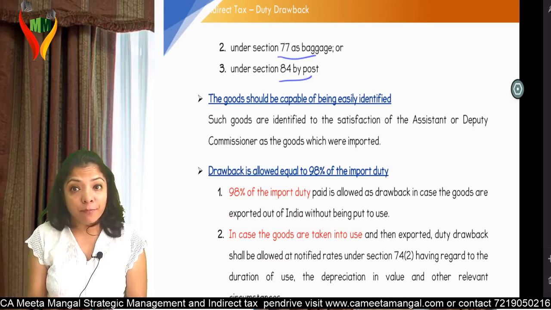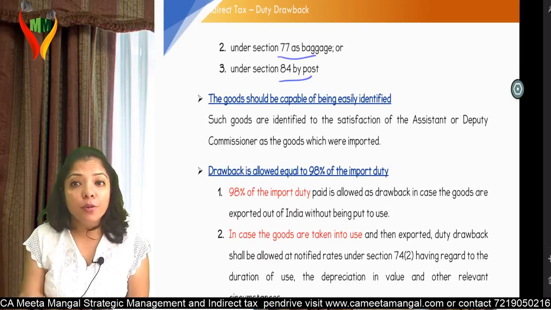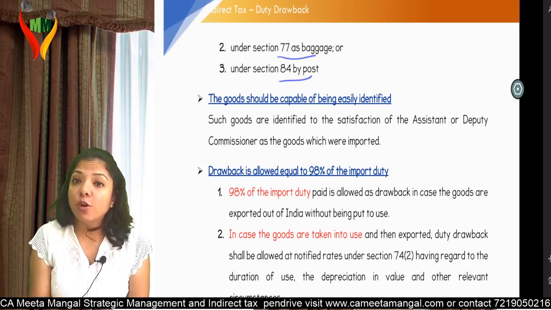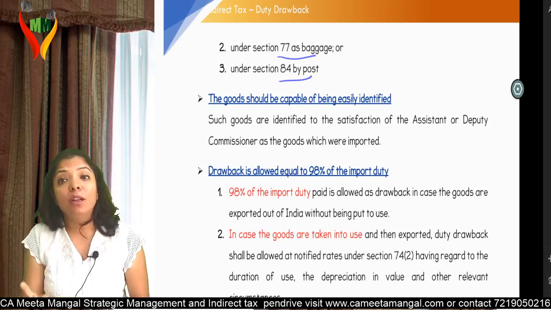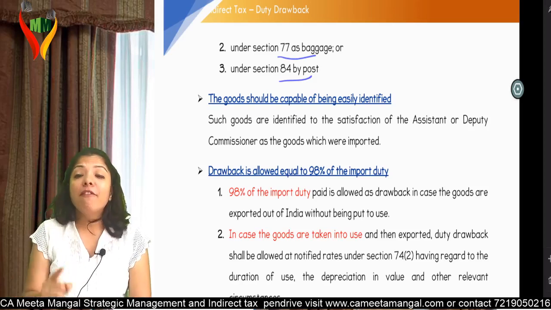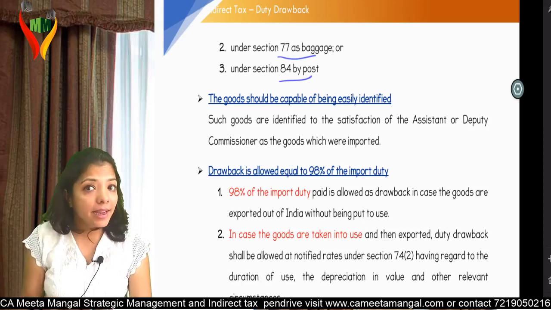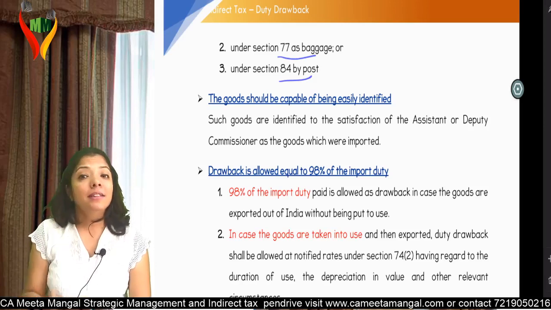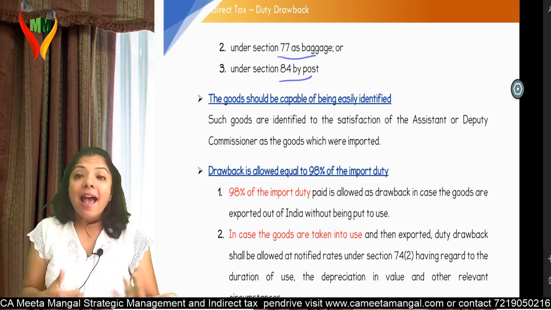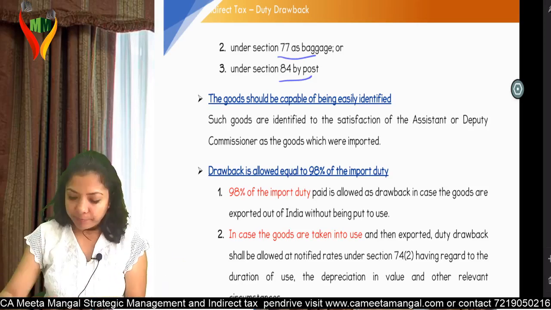Next, if this is fulfilled, I am eligible for 98% drawback, equal to 98% of import duty. I'll be eligible for 98% of import duty as duty drawback, provided this 98% comes into the picture only when you have exported without use. Only if you have exported without use. If I'm exporting it after using it, then I'm not eligible for 98% duty drawback. Then the percentage will vary as per the period of usage, which will be studied in the next 10 minutes.